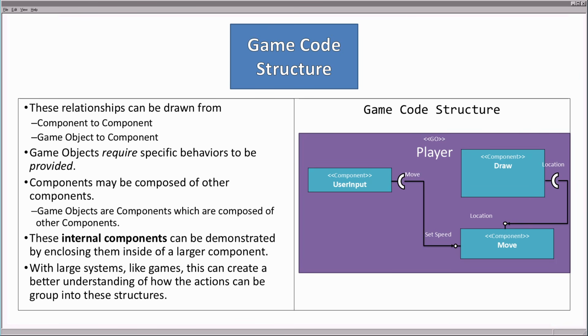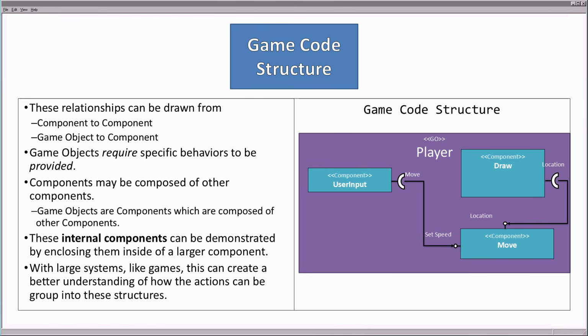We understand that components may be composed of other components. As mentioned before, game objects are components which are composed of other components. These internal components can be demonstrated by enclosing them inside of a larger component. With large systems, like games, this can create a better understanding of how the actions can be grouped into these structures.